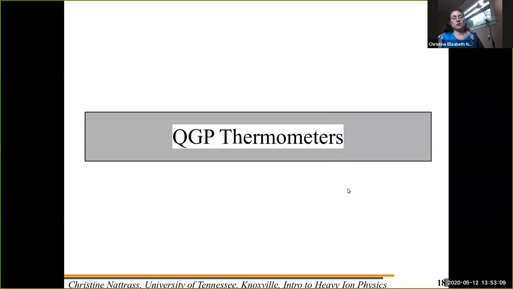I want to talk a little bit more about how you get a handle on the temperature of this, because it's not like you can just stick a thermometer into a vat of quark-gluon plasma and reliably get a temperature. So there's a couple of cute measurements that give you some handle.